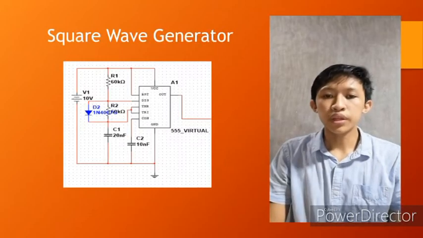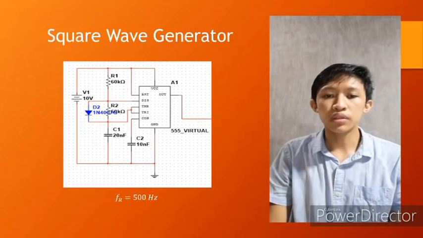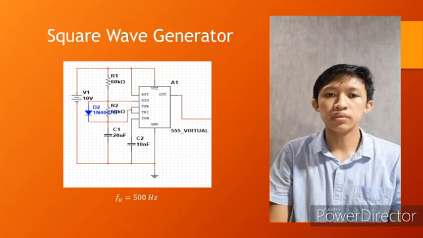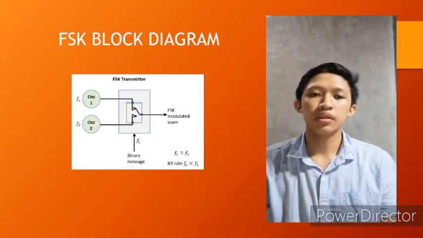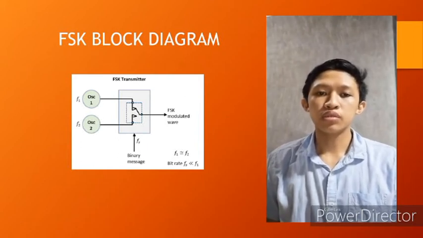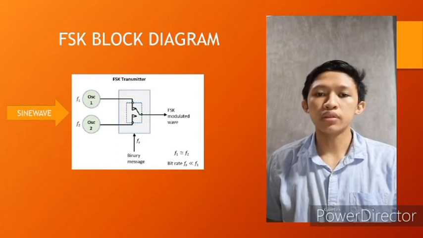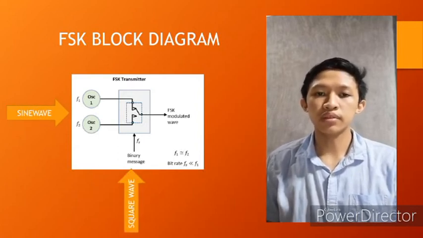For square wave generator, the frequency is approximately 500 Hz. It will serve as the message signal of the FSK circuit. The output of this generator is simply the binary ones and zeros. A typical block diagram of an FSK transmitter is shown in figure. It comprises of 2 oscillators, which is sine wave generator, and input binary message, which is square wave generator.